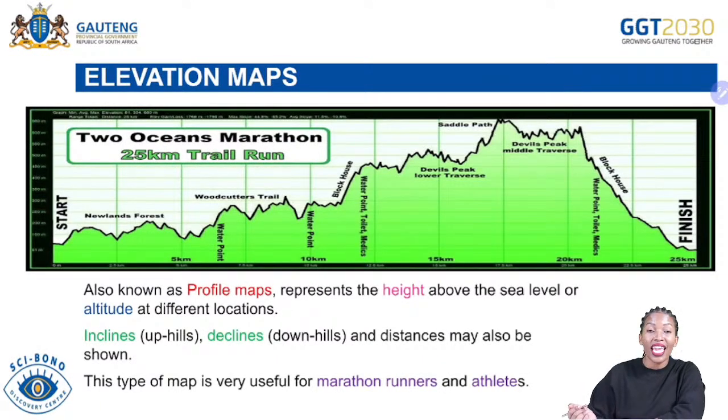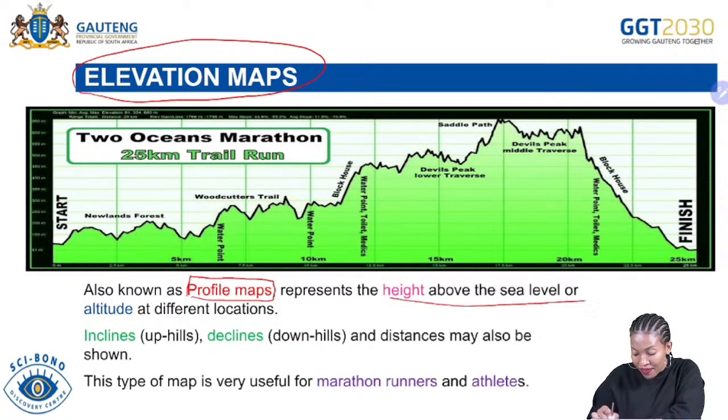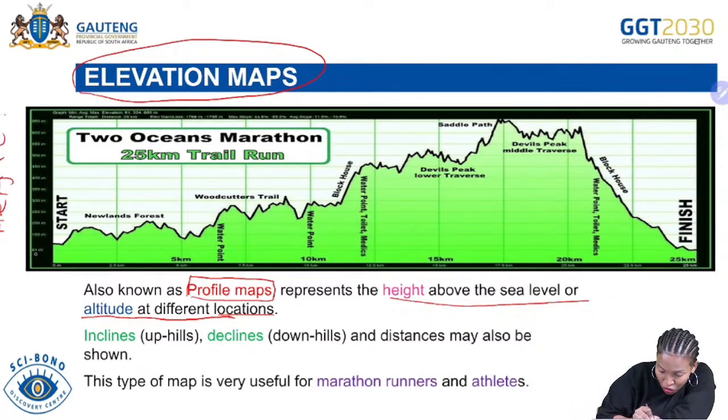Yes, and then we've got elevation maps, guys. The name of this map is called an elevation map. It is also known as a profile map. It represents the height above the sea level or the altitude at different locations. So this side, guys, is actually the height. I know it's not very clear, but here it is actually 61 meters. And then here we've got 150 meters.